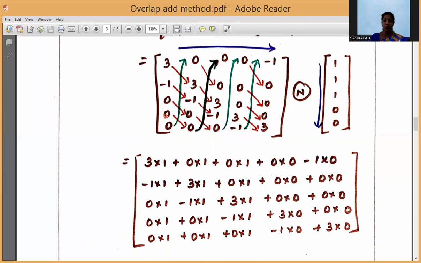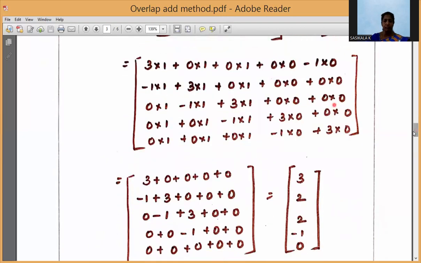And for the fourth row, 0 into 1 plus 0 into 1 minus 1 into 1 plus 3 into 0 plus 0 into 0. And for the fifth row, 0 into 1 plus 0 into 1 plus 0 into 1 minus 1 into 0 plus 3 into 0. So here I have got 3 plus 0 plus 0 plus 0 plus 0 and minus 1 plus 3 plus 0 plus 0 plus 0.